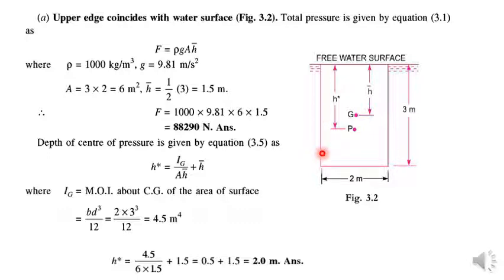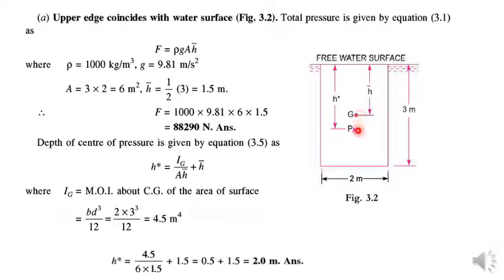If we want to draw the schematic diagram of this vertical plane surface that is submerged in the water, we can draw for part A, when its upper surface is in contact with the free water surface. The vertical dimension of this surface is 3 meter and the horizontal dimension is 2 meter. We can point out the center of gravity and center of pressure like this, and we have derived this.